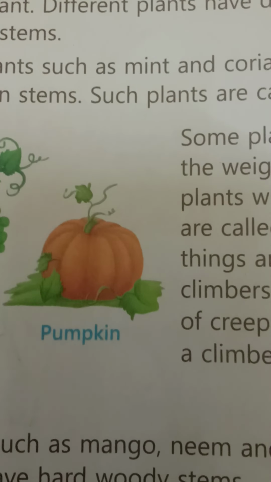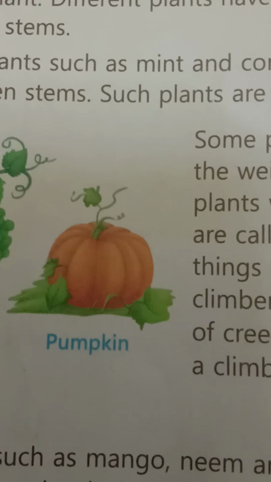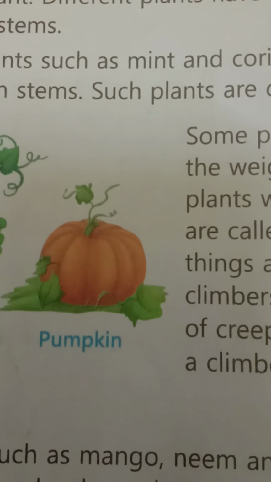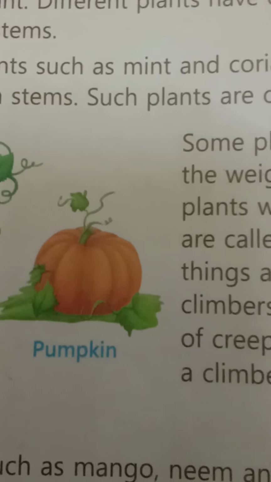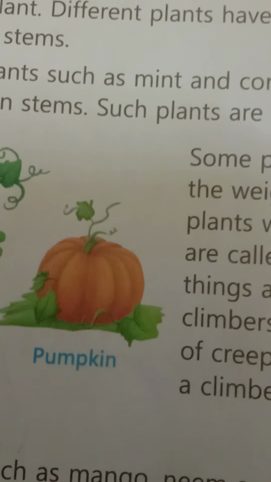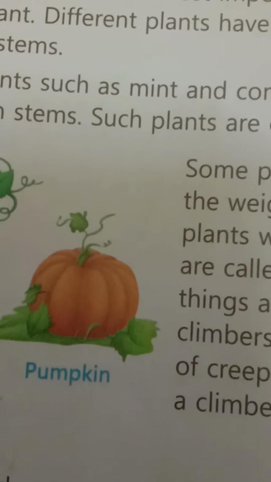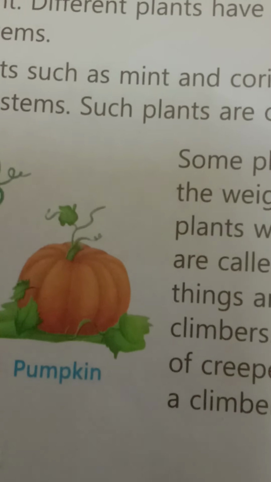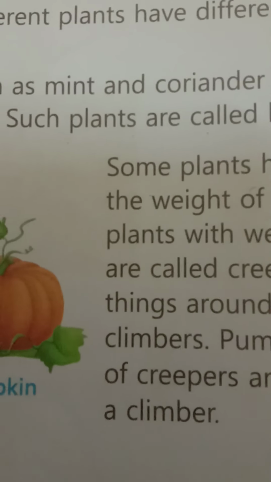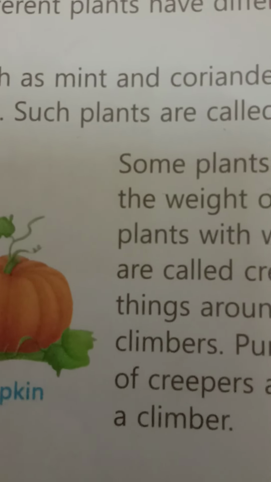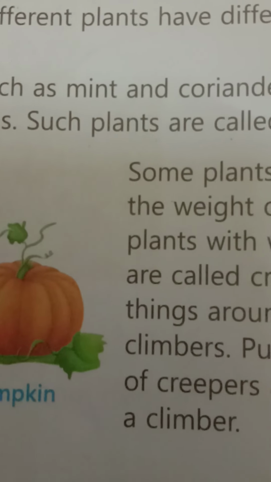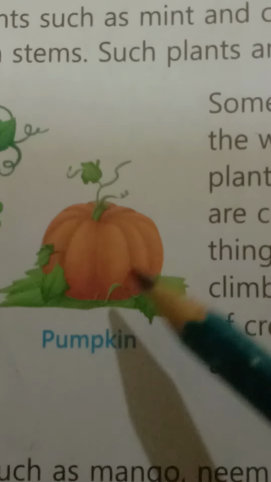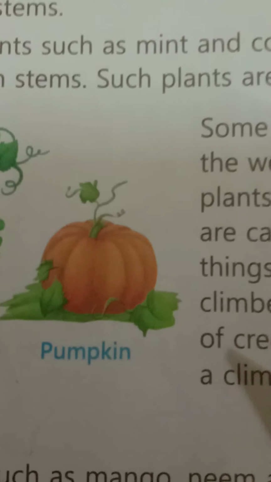So student, first I am telling you about creepers. Creepers are plants with weak stem that grow along the ground around another plant. They have very fragile stems that can neither stand erect nor support all of their weight. Examples of creepers are watermelon, pumpkin, sweet potato, etc.